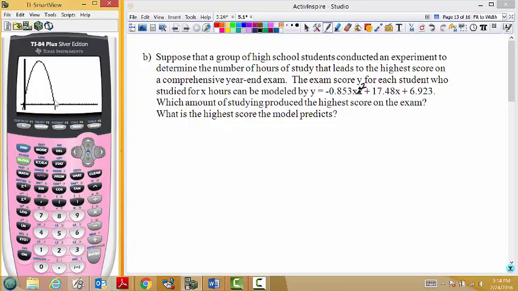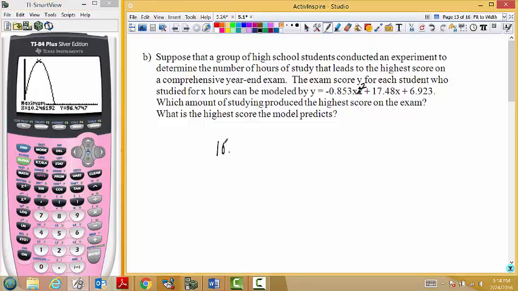So I'm going to hit second trace. I want to find the maximum, number 4. It asks me for my left bound. So I'm going to take my bug, move it to the left, right there, hit enter, move it to the right, hit enter, guess, it doesn't matter, and it says it's 10.25, comma, 96.47.